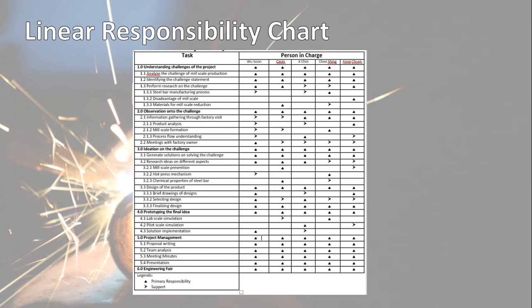For the linear responsibility chart, from the diagram you can see that all of the tasks are divided equally among all 5 of us.